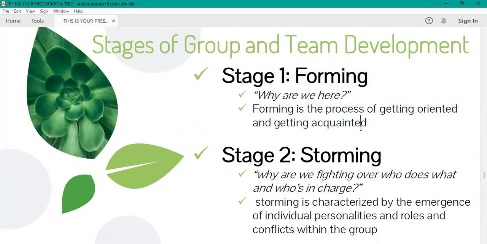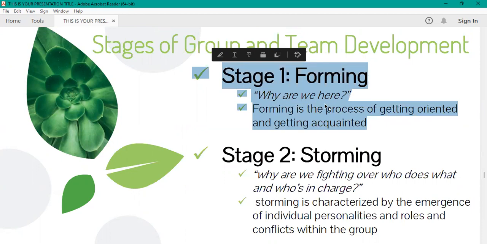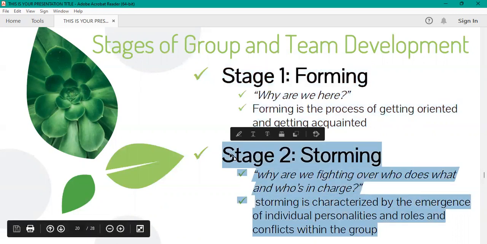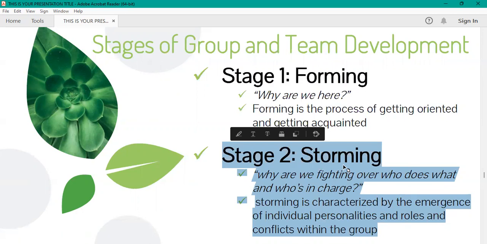For stage one, it is more focused on: why are we here? Forming. This is the process of getting oriented and getting acquainted. So we form established communal connections in the team. Number two would be storming. Why are we fighting over who does what and who's in charge? Storming is characterized by the emergence of individual personalities and roles in conflict within the group. So it is more on the reality of personalities clashing in stage two.